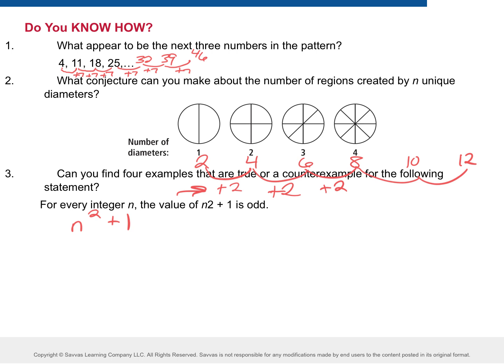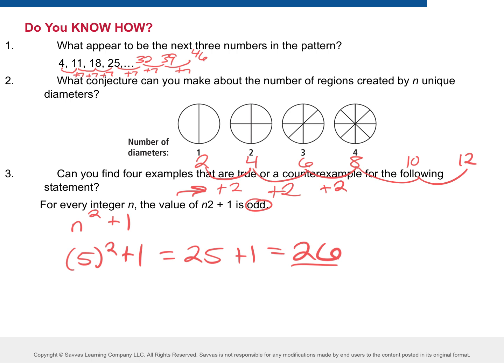Harrison, what'd you come up with? 5. If I plug in 5, what's 5 squared? 25 plus 1. Why is this a counterexample? Because it's even and it wanted odd. Okay? So then Harrison wouldn't have to do anything else. He'd be done. Did anybody else come up with another one?